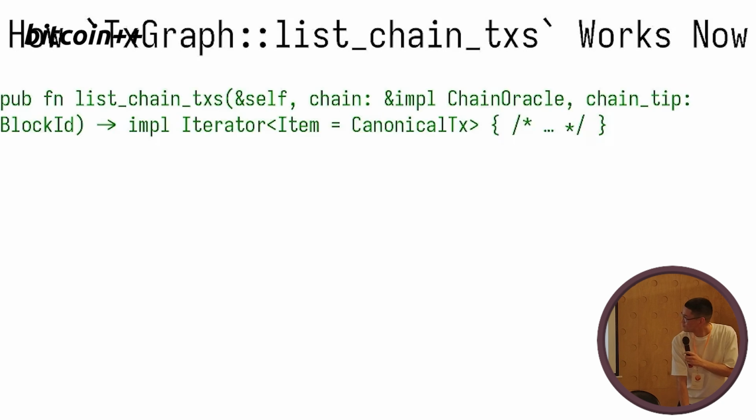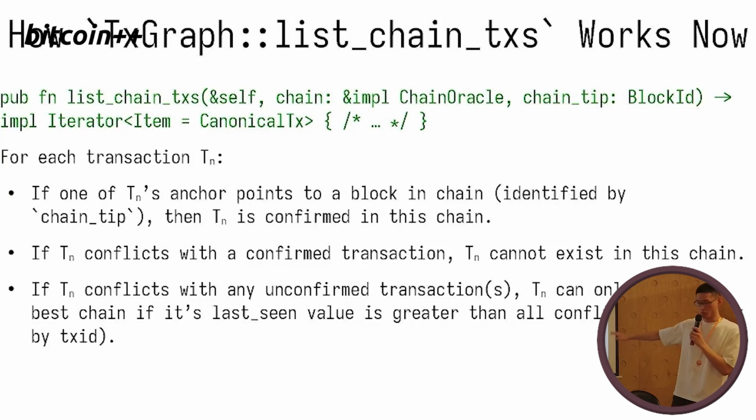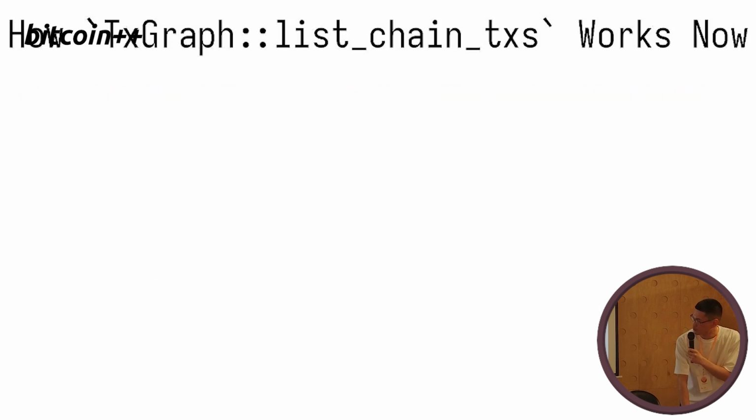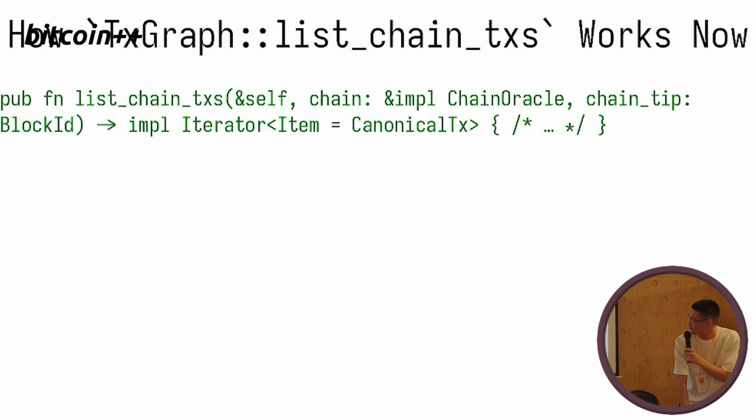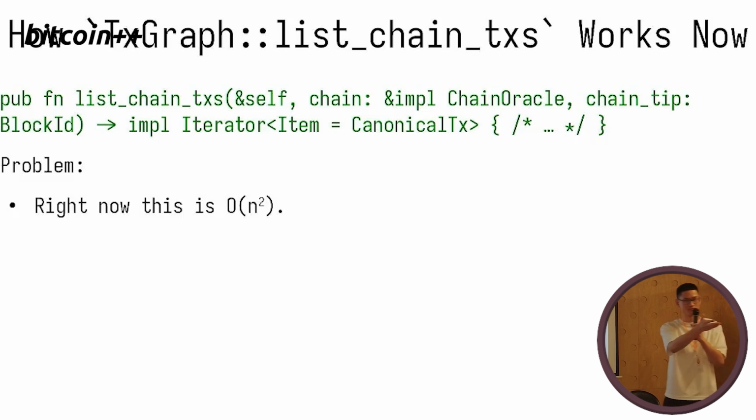The problem with this is that the performance is not great. Right now with most wallets, it's not really a problem. It iterates through all the transactions and compares them with other transactions to check for conflicts, so the big O notation will be quadratic, like n squared.